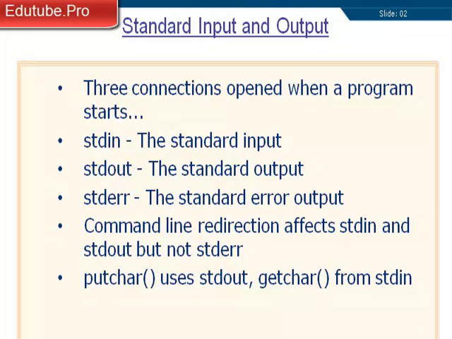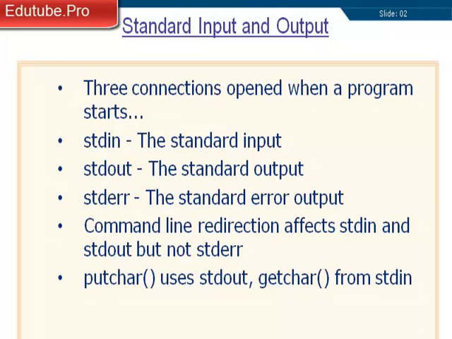Let's talk about the standard input and output. We know them as standard in, standard out, and standard error. They are three file connections, and they're opened whenever a program starts up. Now, all of this applies in DOS and Linux, Unix variants. So we're all talking on the same page here, even though there are different operating systems involved.